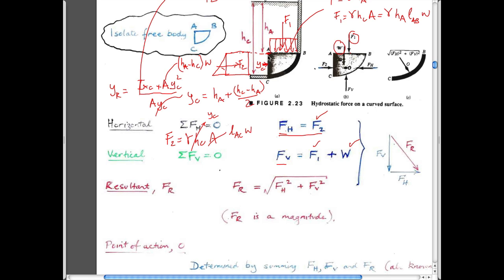And for the same reasoning as before, because all of these components act perpendicular to this, we could actually take moments about a random location to be able to figure out what that is. We know where F2 acts, we know where F1 acts, and we know where the weight acts, and we could take moments about any point, or this point, to be able to determine. Let's not do that now, because we'll do that in the next example. Okay?